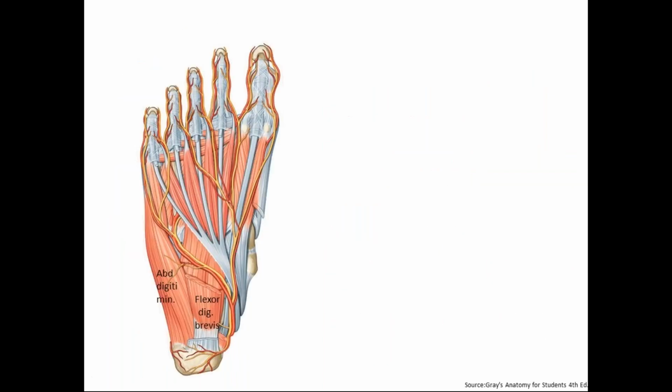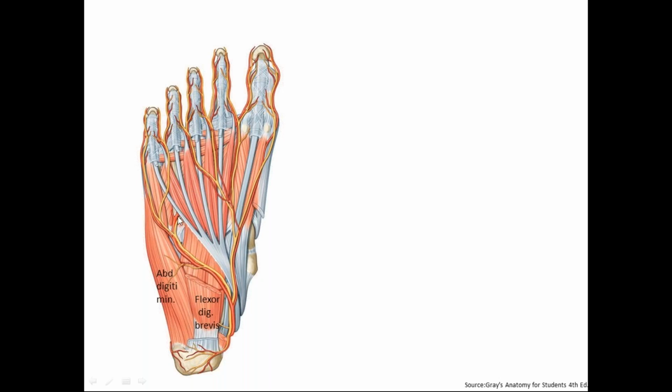Okay, so we have discussed how the main trunk is going to give supply to the flexor accessorius and abductor digiti minimi. Then how the superficial branch gives common digital and proper digital, and how this proper digital gives supply to the other muscles. But if you look at this branch, this is the deeper branch.